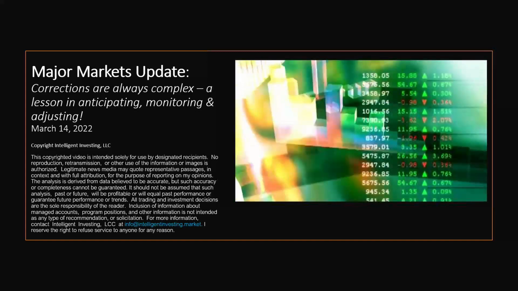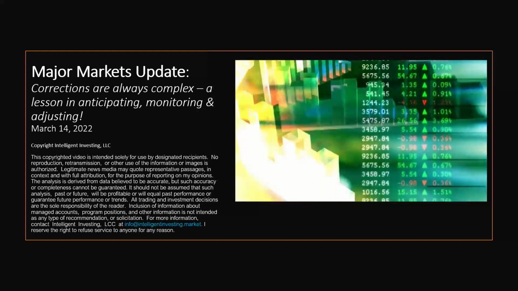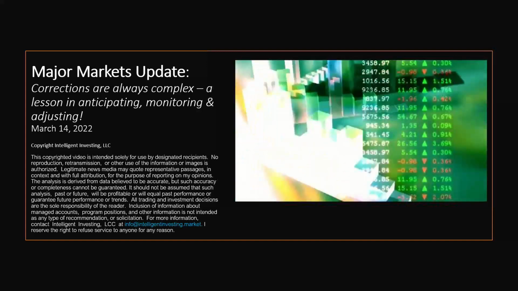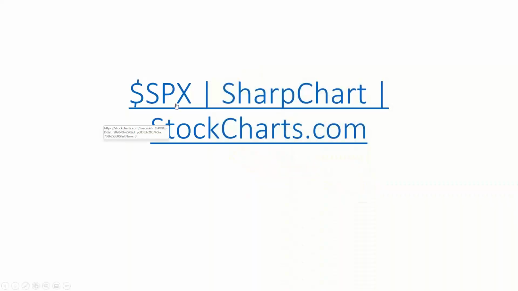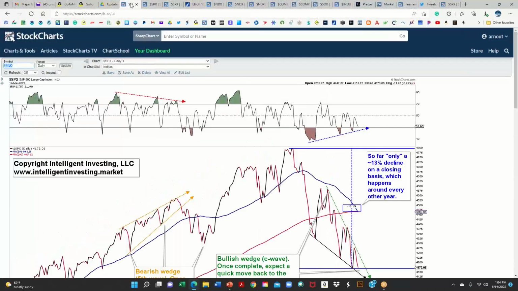So how on earth people think you have to know exactly when the correction starts, how it's going to unfold, is beyond me. But you got to be able to anticipate, to monitor, and adjust.